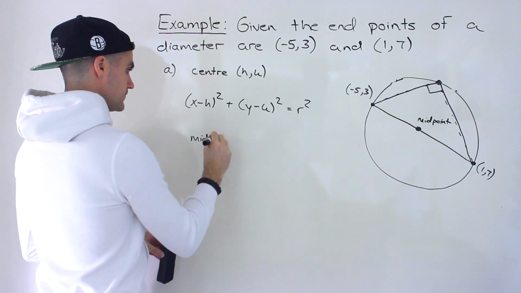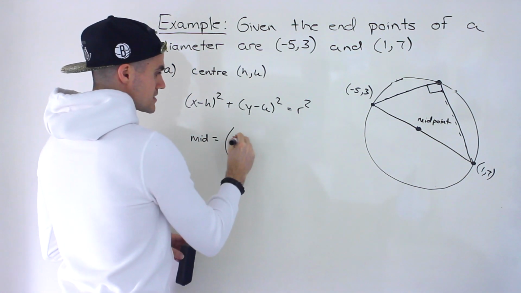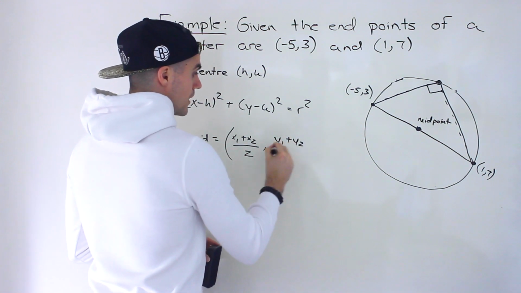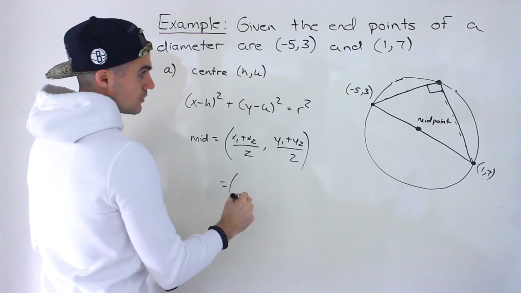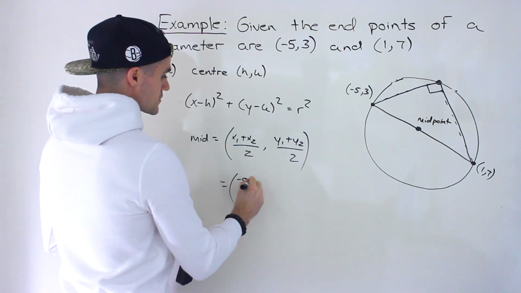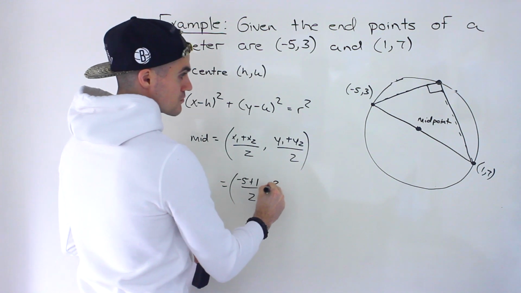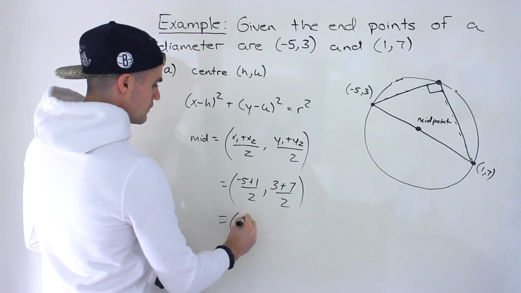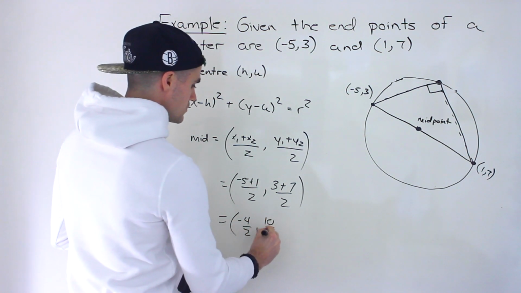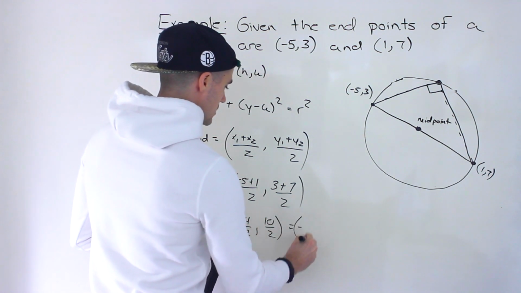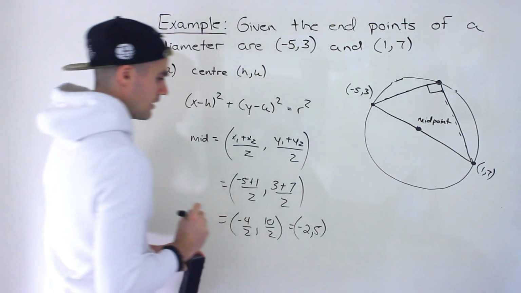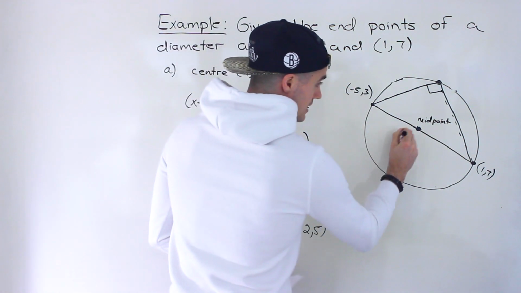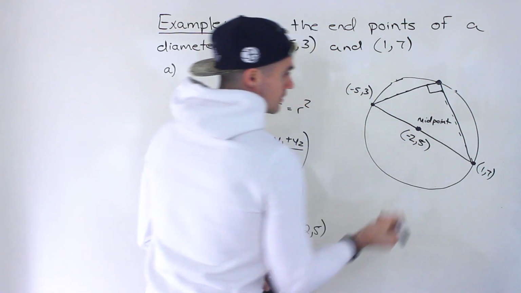So the midpoint is going to be the sum of the x values divided by 2, and then the sum of the y values divided by 2. So we would take -5 plus 1, divide that by 2, and then we'll take 3 plus 7, and divide that by 2. So this would end up being -4 over 2, and then 10 over 2, which would give us -2 and 5. So the center of the circle in this case is -2 and 5.